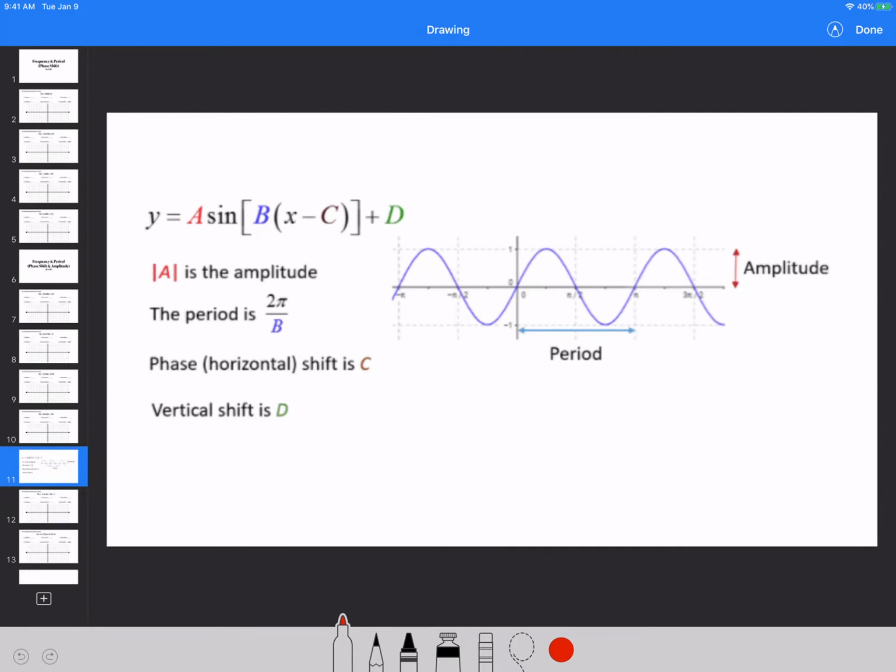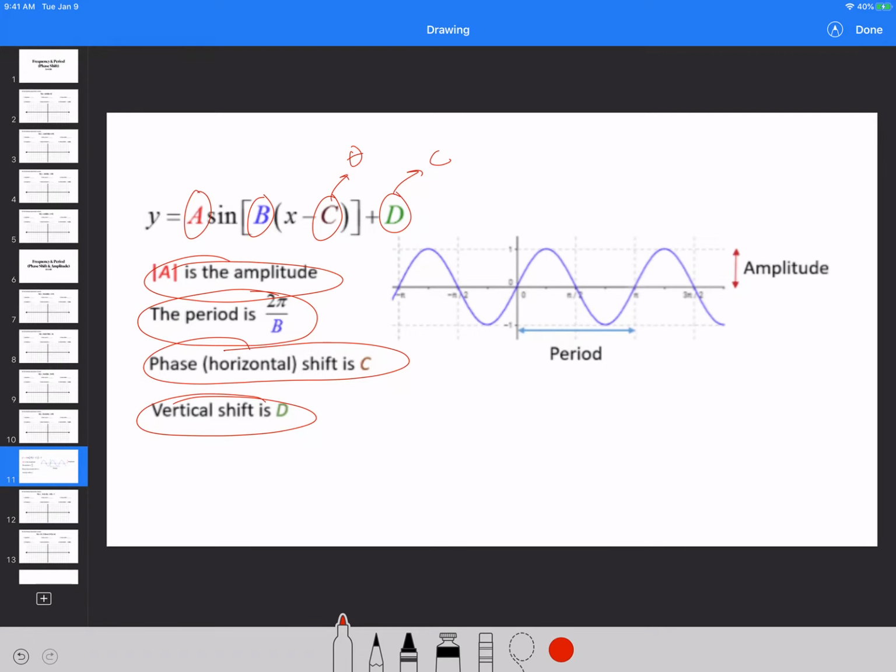Hello class, for today, what we're going to learn is basically all the components combined together into the trigonometric functions. We will involve all the a, b, c, d values combined. I know that we sometimes use this as theta and sometimes we use this as c, it doesn't matter. We talked about how a was the amplitude, the new period is 2 pi over b, phase shift is c, and then vertical shift is d.